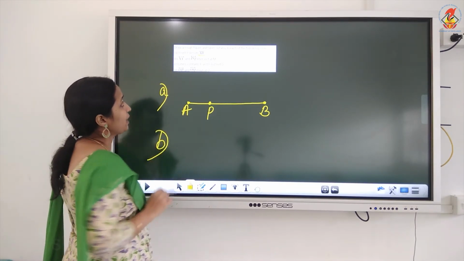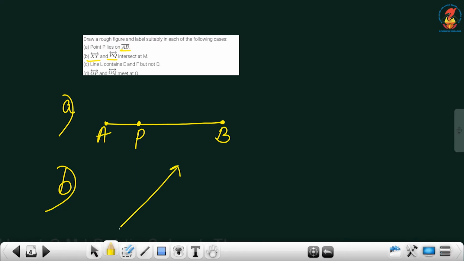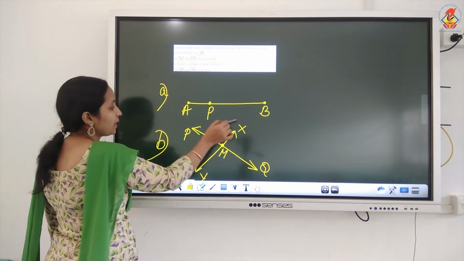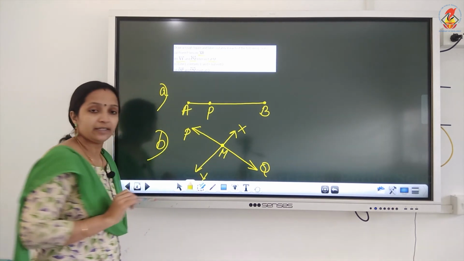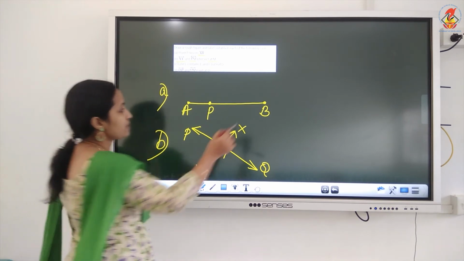Now look at the B question. XY and PQ. Look at the symbol over it. It's a line symbol. So that means XY is a line and PQ is also a line. They intersect at M. So the intersecting point is M. I hope it's clear. XY is a line, PQ is another line. They are intersecting at which point? M. So you have to draw the rough figure.